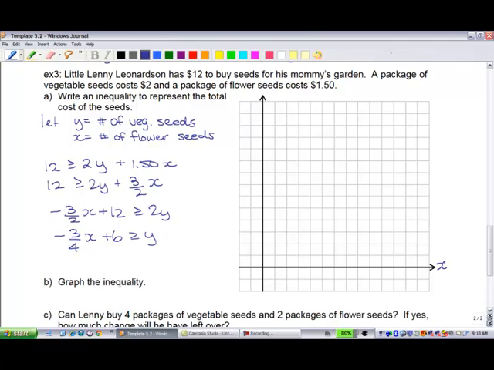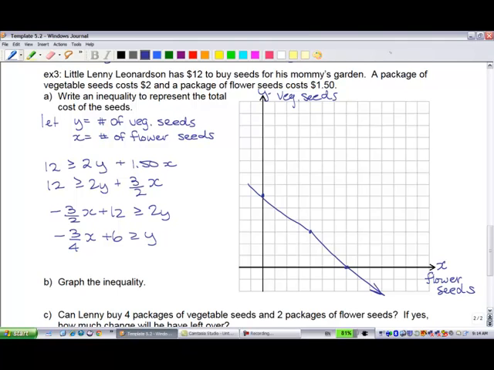This is the x-axis, which represents flower seeds. The vertical is the y-axis, which represents veggie seeds, the number of veggie seeds bought. Let's graph this inequality. It's shifted up 6: 1, 2, 3, 4, 5, 6. It has a slope of negative 3/4, so let me drop 3, run 4. Drop 3, run 4. Let me graph this in there. This is an inequality, so it could equal that value. So we're going to have a solid line.